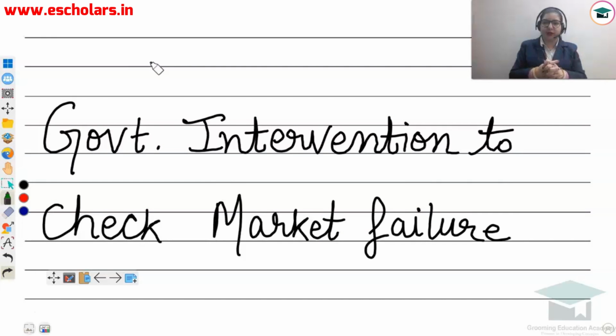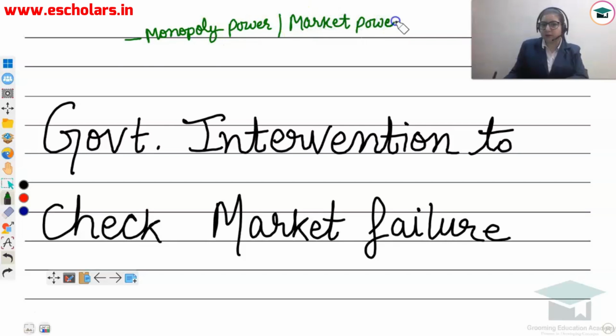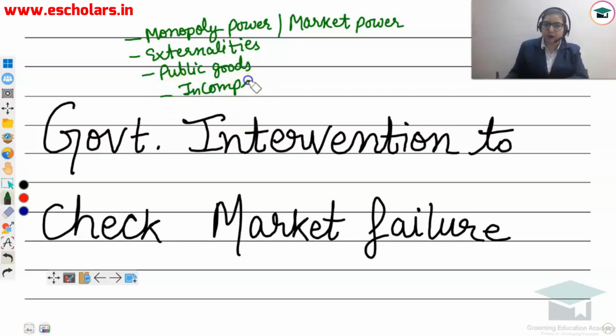So in our video, we have gone through the reasons behind market failure, and those reasons were monopoly power, or you can say market power, externalities, public goods, and incomplete information.